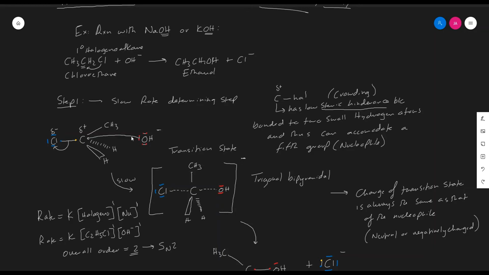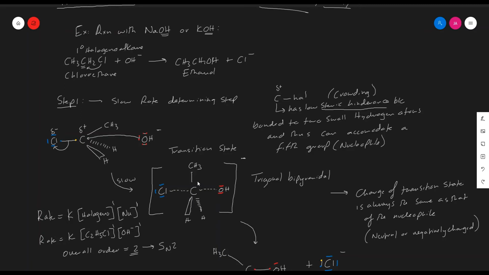As the OH donates its pair of electrons to the partially positive carbon bonded to the halogen, the chlorine atom undergoes heterolytic fission, gains both these electrons and leaves as a chloride ion. It gains its own electron and the partially positive carbon's electron. In the process, it's a one-step mechanism that involves the formation of a transition state.